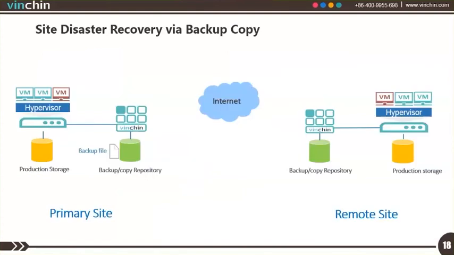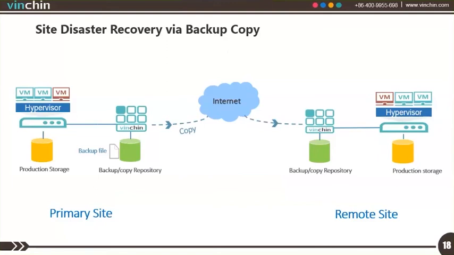And this is another new feature that we just released in October last year, which is site disaster recovery via backup copy. Using this feature, you can realize off-site disaster recovery. For example, I have backed up my virtual machine in my primary site's Vinchin backup and recovery system. I want to copy this backup file via internet to my offsite remote site.